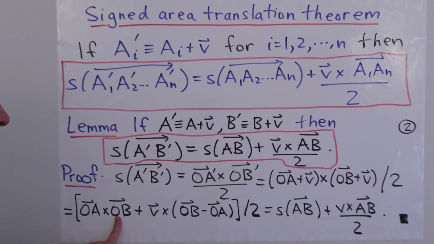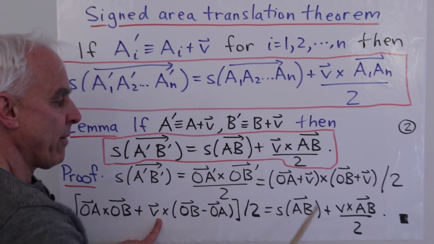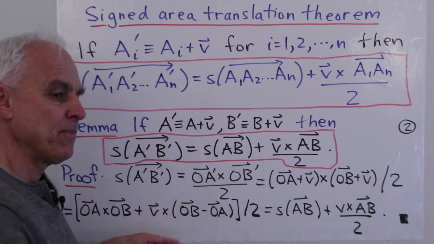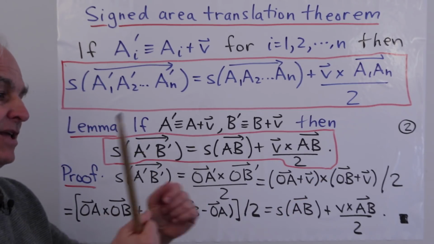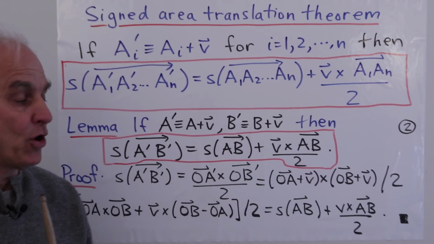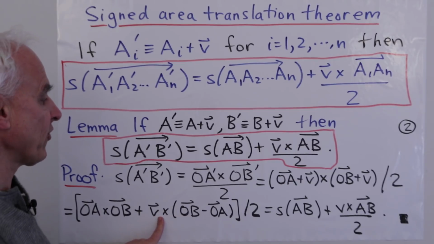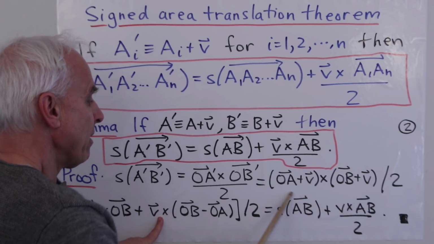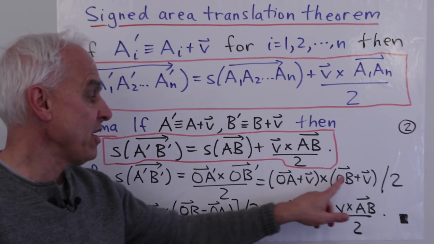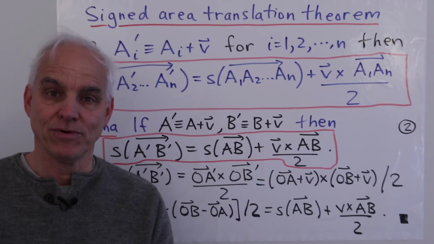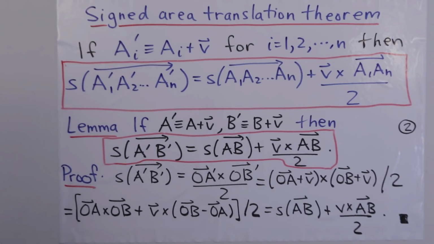We also get V cross OB, which is included here. And we also get OA cross V, which is the same as V cross minus OA because of the antisymmetric property of the cross product. So those two terms can be combined as V cross OB minus OA. Now there's a fourth term, which is V cross V, and that is always 0, so that doesn't figure. So we have those terms all divided by 2.